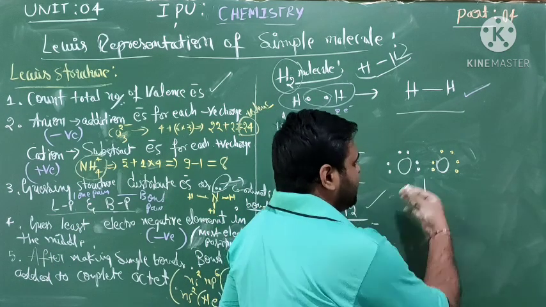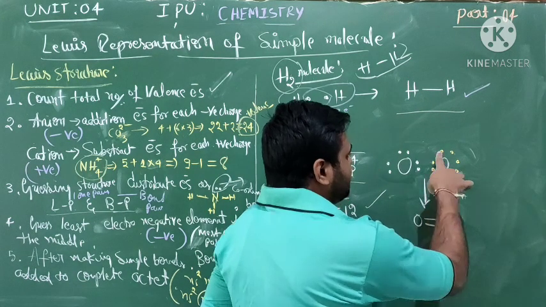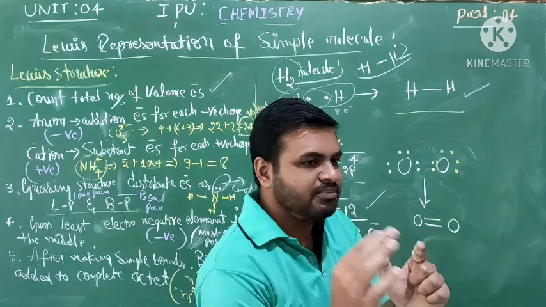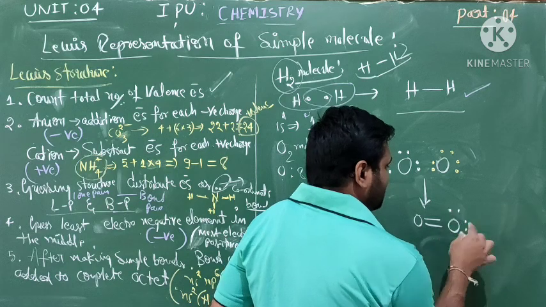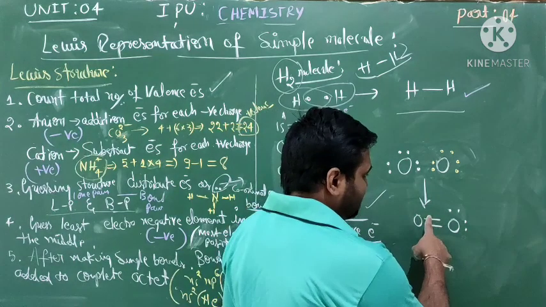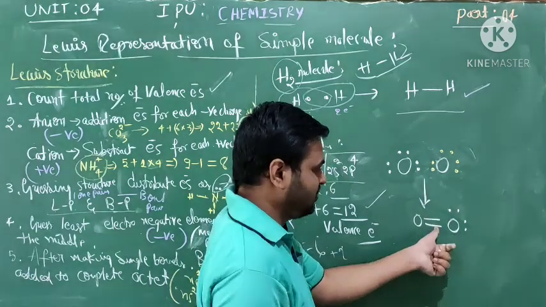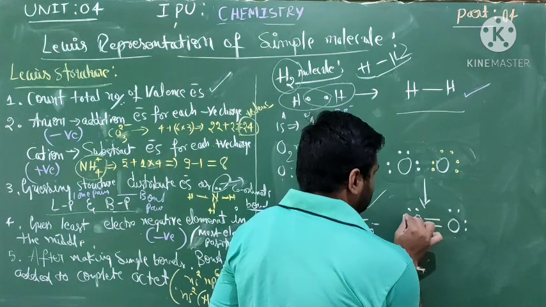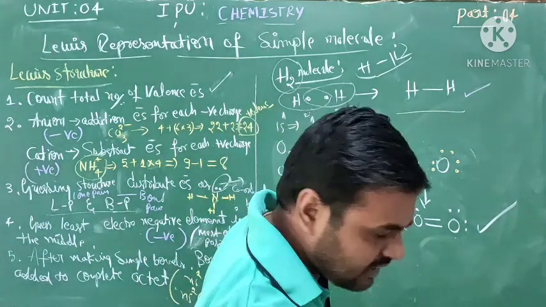Then we can write oxygen with a double bond. So these are the lone pairs of electrons: one pair, and this is another pair. Oxygen has 2 lone pairs of electrons and 2 sharing bonds. In these 6 atoms, 2 lone pairs of electrons and 2 bond pair electrons are present in each of the oxygen molecules. This is the Lewis structure. Okay, clear?